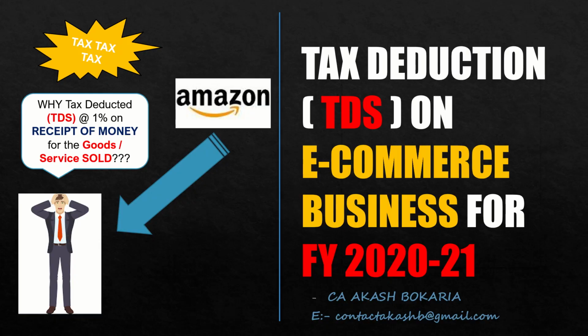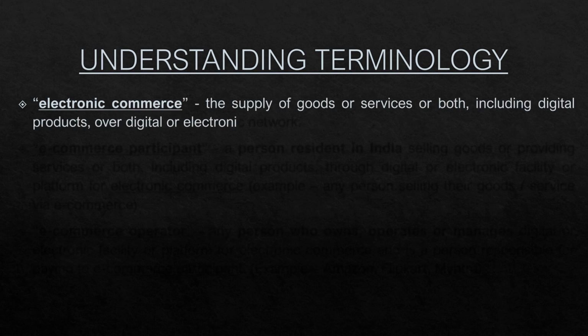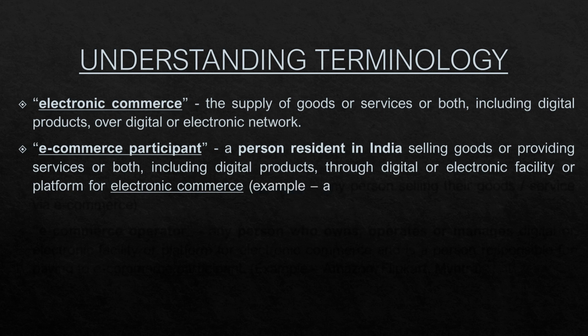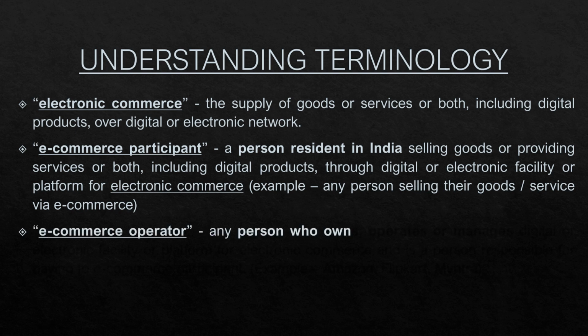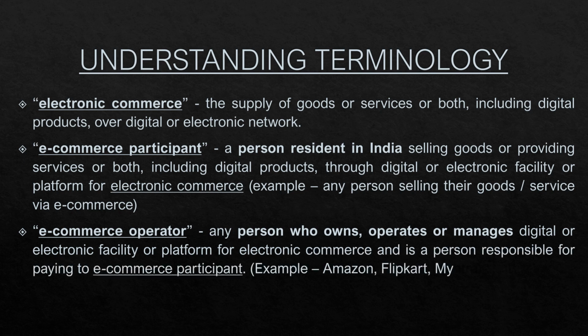To begin, I need to explain three key words mentioned in this section, as it will enable us to understand the concept much better. The first is e-commerce. It means buying and selling of goods and services through the internet. The second is e-commerce participant. The act specifically states it as a person resident in India selling goods or providing services or both, including digital products, through a digital or electronic facility or platform for e-commerce. And the third is e-commerce operator, that is a person who owns, operates or manages a digital or electronic facility or platform for e-commerce and is responsible for paying the e-commerce participant. The best examples here are Amazon and Flipkart, as they are e-commerce operators.